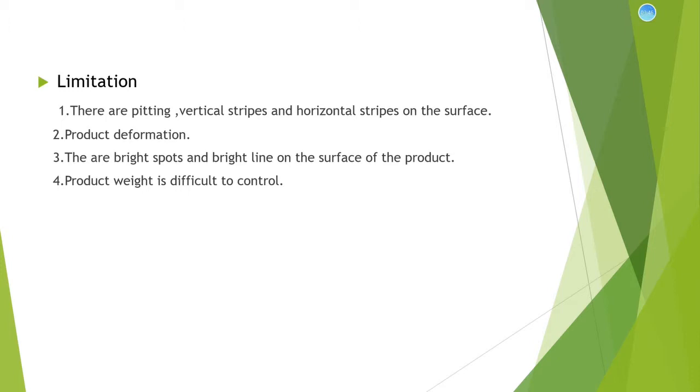Last, let me introduce the limitations of blow molding. The first is there are patterns. We can see horizontal strips on the surface. The 2 is the product deformation. 3 is there are brush spots and brush lines on the surface of the product. The last is the product weight is difficult to control.